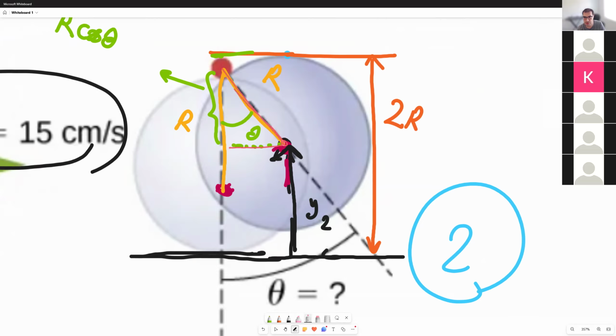From here to here is r. And this angle is theta. The green one is r cos theta. You take it out of 2r, that's going to give you y2. Now it's clear. Thank you.